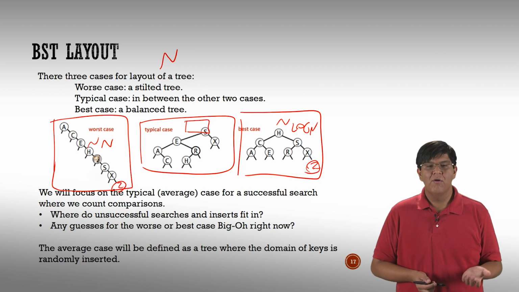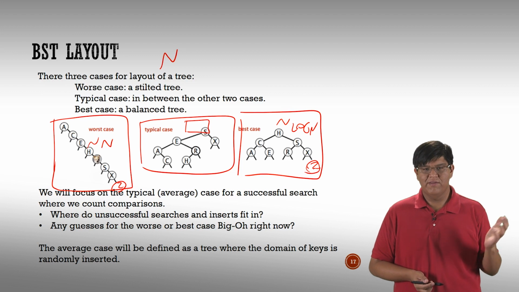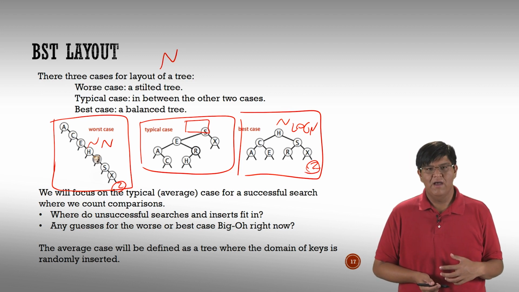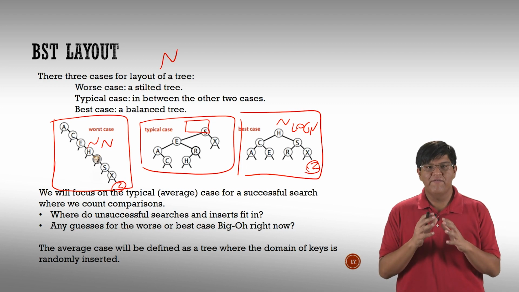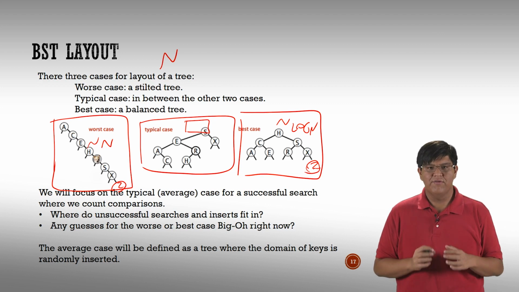The worst case is basically saying, what happens if every time I add an element, I add a large element? If I keep adding large elements, I get this splayed, stilted thing where it goes all off to the right. Versus the typical case: what if I just add things in a random order? That's what we would look at analyzing.